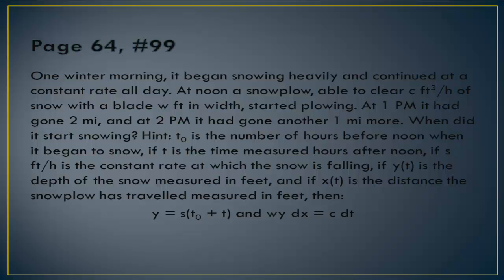At 1 p.m. it had gone 2 miles, and at 2 p.m. it had gone another 1 mile more. When did it start snowing? Hint: T sub 0 is the number of hours before noon when it began to snow.